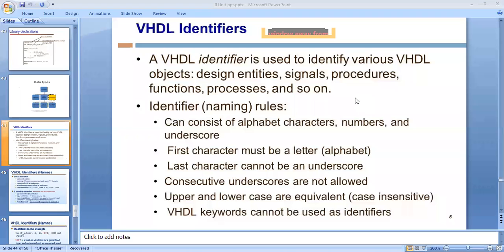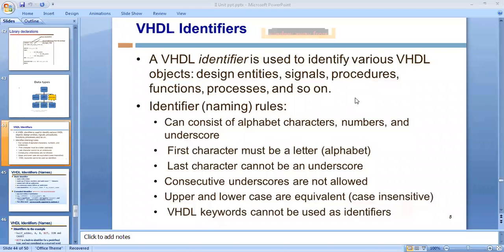Our next topic is elements of VHDL. Under elements of VHDL, you study data types, data objects, operators, and identifiers. In today's class, you will learn about VHDL identifiers. So first of all, let us note down VHDL identifiers.